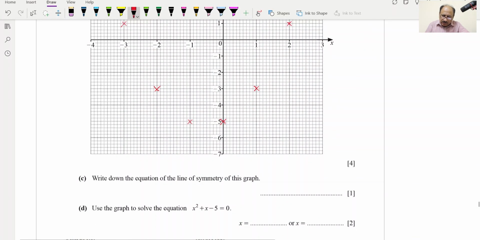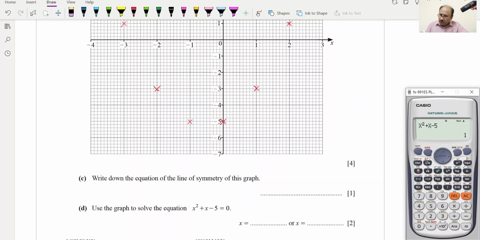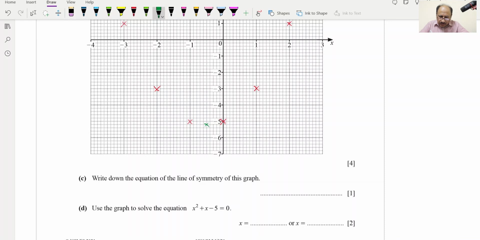We need to check. See, we cannot draw this line straight like this. So for that one, we require a minimum point. So we'll calculate for this one, which is minus 0.5 value for x. So we will calculate this for minus 0.5, and this is giving us minus 5.25. So in between these two, it will be like this one.